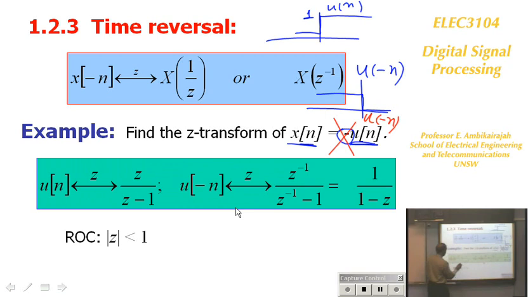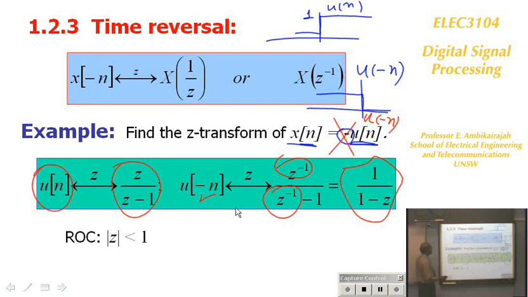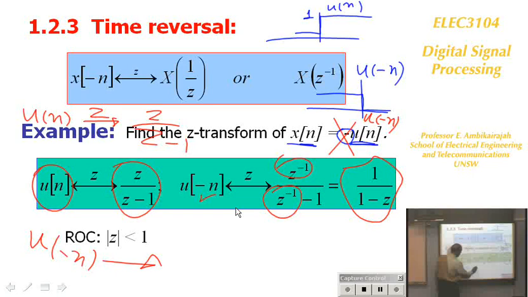Earlier we did it for the unit step function, and if you do the Z transform, this is what it is. We proved it. If you have u[-n], all you need to do is replace z wherever it appears by z to the minus 1. So it becomes 1 over 1 minus that. The Z transform of u[n] gives you z over z minus 1, and for u[-n], the Z transform gives you 1 over 1 minus z. All these are given in a table. You don't need to really worry about it.